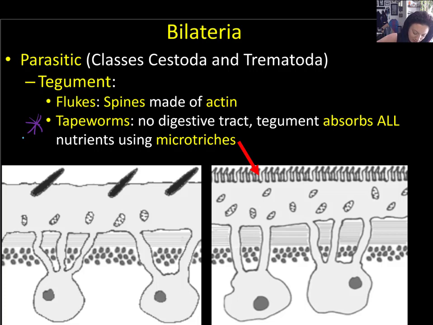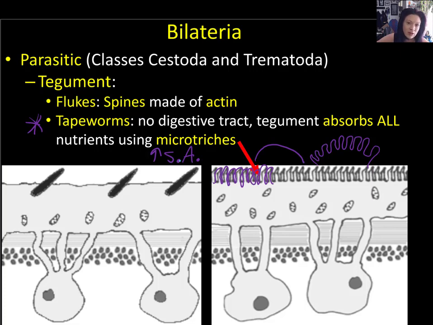Tapeworm tegument has a bunch of little protrusions that you see here called microtriches. Microtriches are literally extensions of the plasma membrane of the cell. So instead of the surface of the cell looking smooth like this, it has all these finger-like protrusions on it. What this does is it increases the surface area of that cell. That increased surface area increases the total amount of nutrients that the cell can absorb.